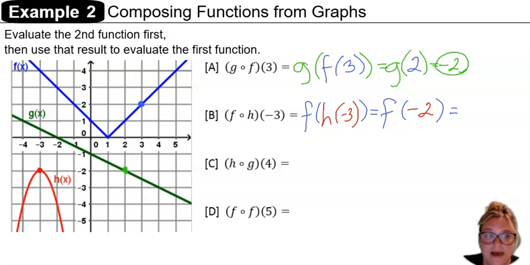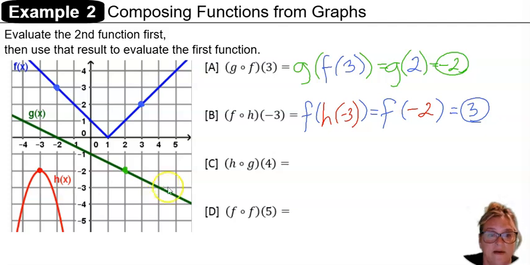Now we're going to use that negative 2 as the input for the function f. So we come over to the y-axis. There's negative 2. We're going up to the function f. So when x is negative 2, the y value, the output, is 3.